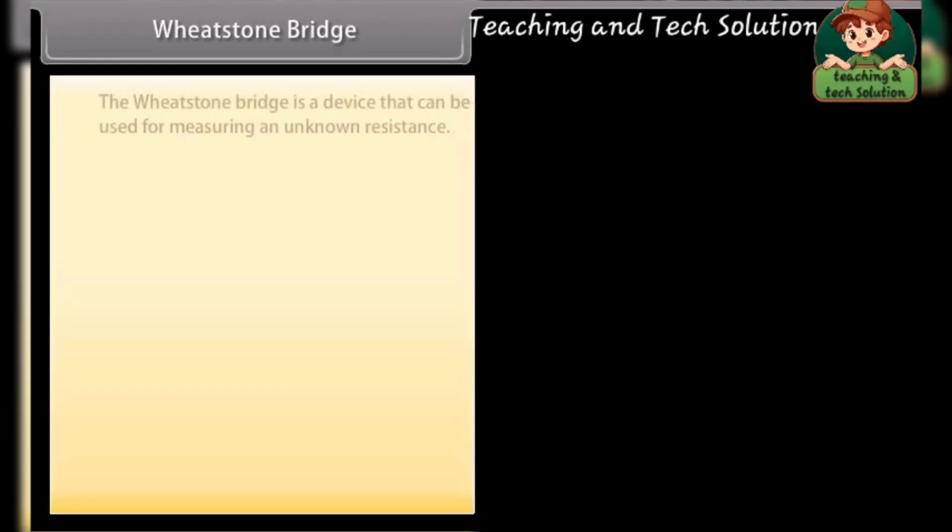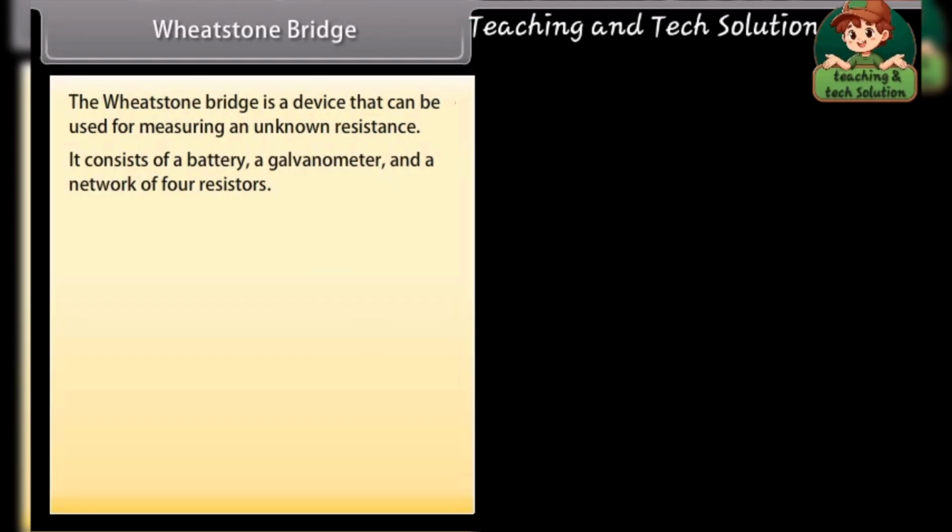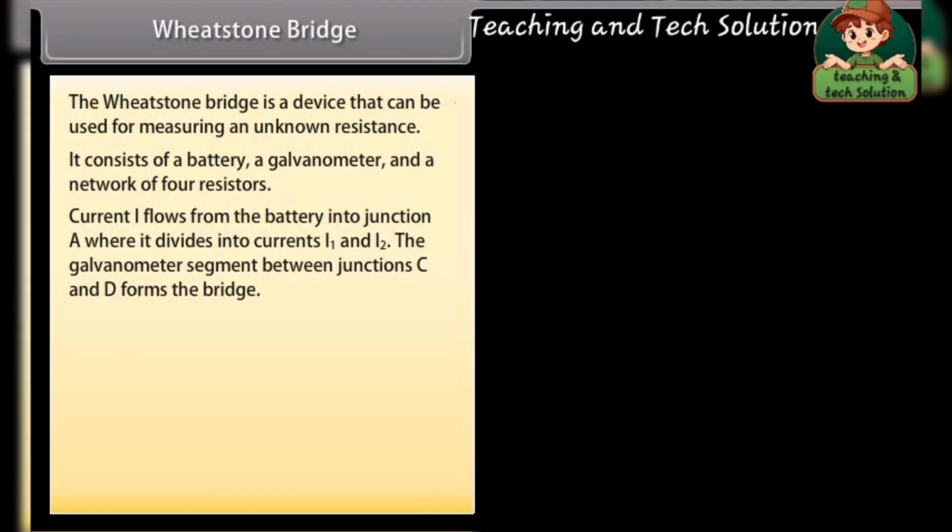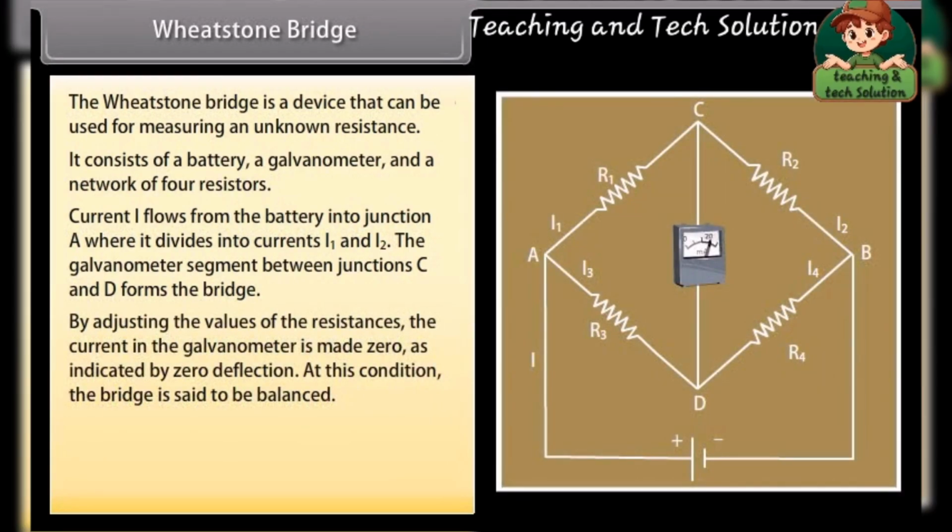Wheatstone Bridge. The Wheatstone Bridge is a device that can be used for measuring an unknown resistance. It consists of a battery, a galvanometer, and a network of 4 resistors. Current I flows from the battery into junction A, where it divides into currents I1 and I2. The galvanometer segment between junctions C and D forms the bridge. By adjusting the values of the resistances, the current in the galvanometer is made 0, as indicated by zero deflection. At this condition, the bridge is said to be balanced.